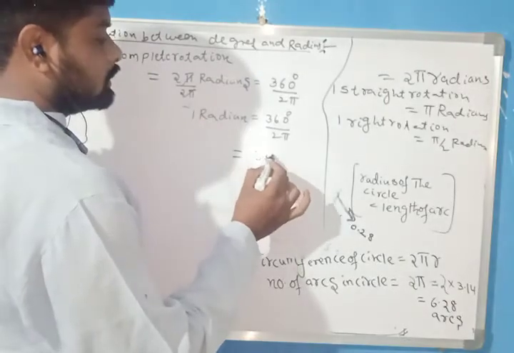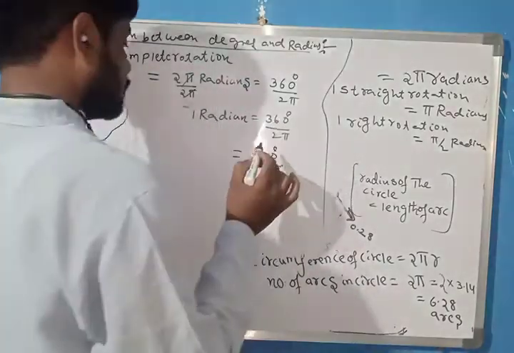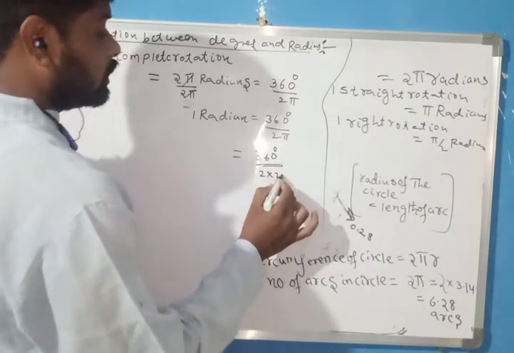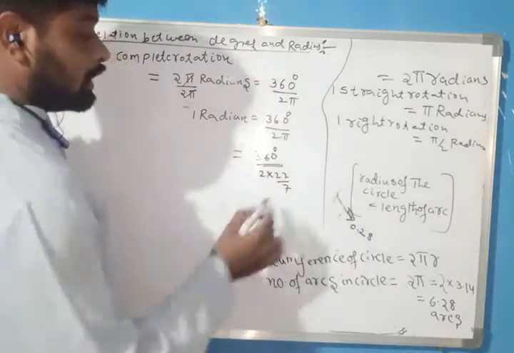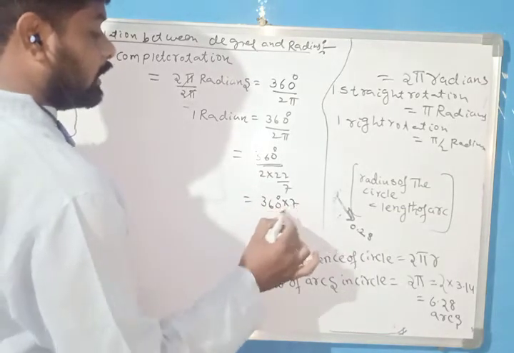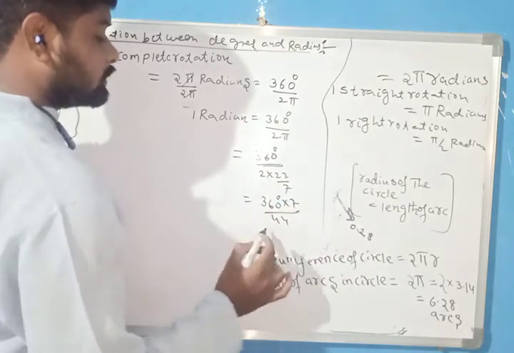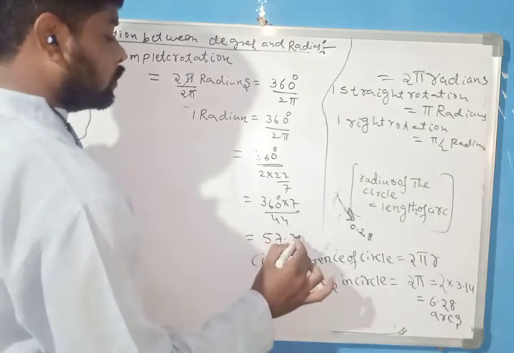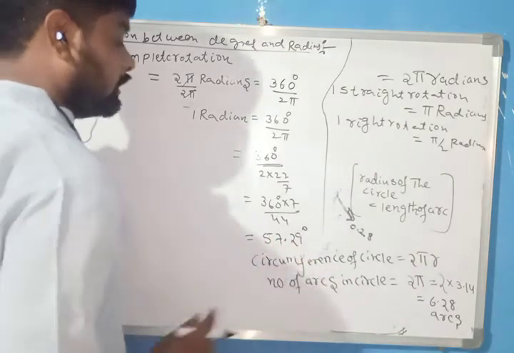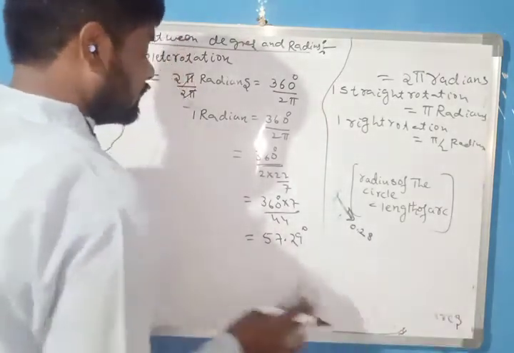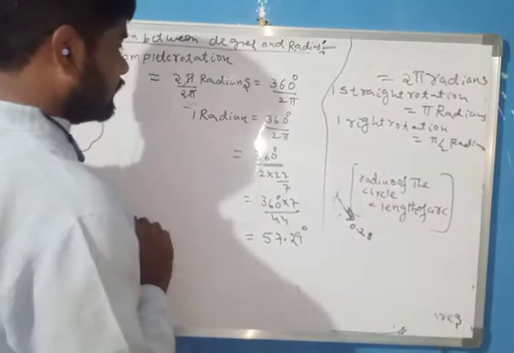After that, 360 degrees by 2 pi means 360 degrees by 2 into 22 by 7. After simplification, 360 degrees into 7 by 44. After simplification we get 57.29 degrees. This is the relation between degrees and radians.